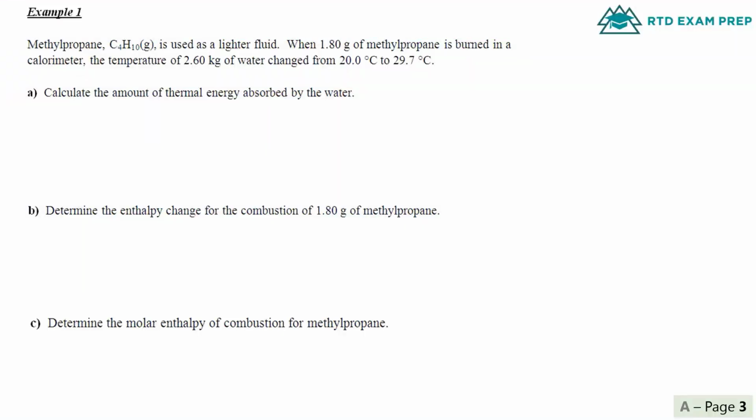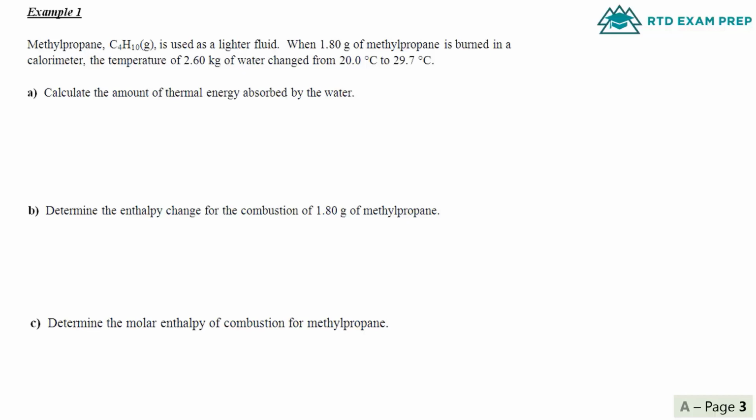Let's take a look at how we calculate these various quantities that we've been talking about. In this first example, methylpropane, or C4H10, is used as a lighter fluid. When 1.80 grams of methylpropane is burned in a calorimeter, the temperature of 2.60 grams of water changed from 20 degrees Celsius to 29.7 degrees Celsius. In the first part, we want to calculate the amount of thermal energy absorbed by the water.